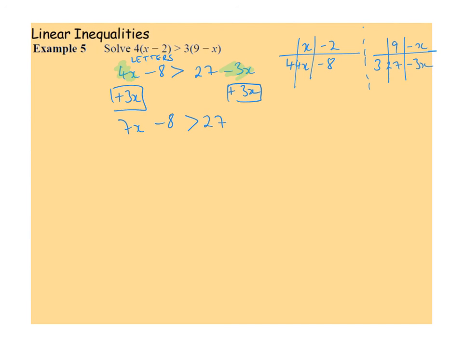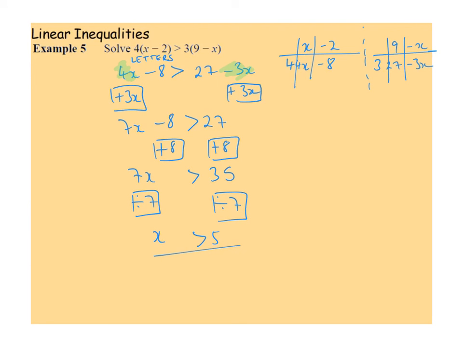And now I can focus on getting x on its own, which means I need to add 8 to both sides. And divide both sides by 7. And I'm finished. Obviously, at this step, if you were to subtract 4x from both sides, then you'd get negative 7x over on this side of the equation, which is fine. You can do that. There's no problem with that.